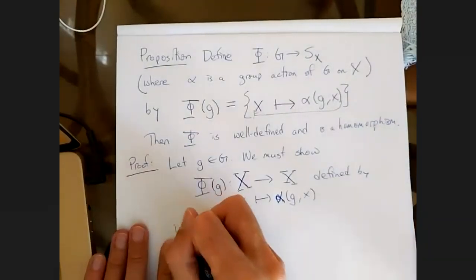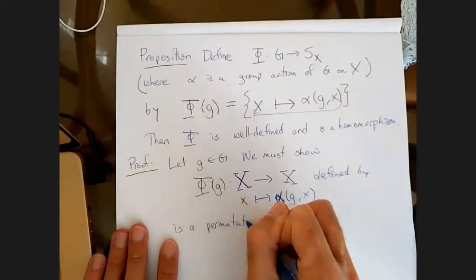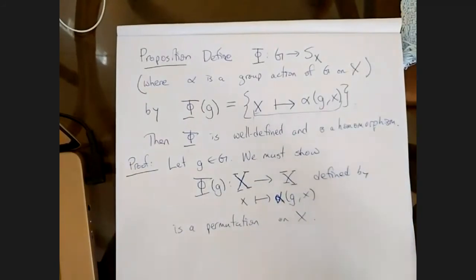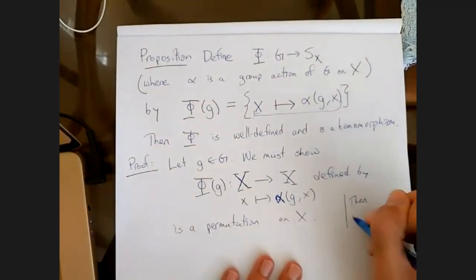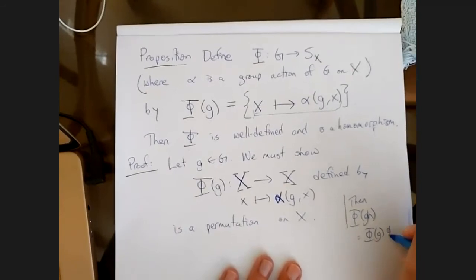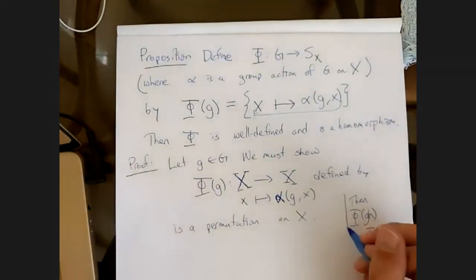Now we must show that this is a permutation on X, and then after that we have to show that phi of gh is phi of g times phi of h. That's what we have to do after.